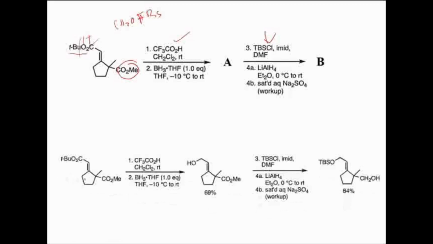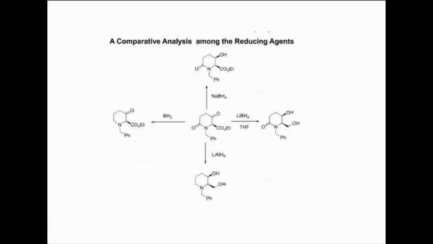So tertiary, this is the example explanation. The tertiary butoxyl group is cleaved, deprotected, and then it is reduced to alcohol, and then converted to OTBS. Then this ester group is converted to alcohol. This is the reagent. So this is an example to have an understanding.